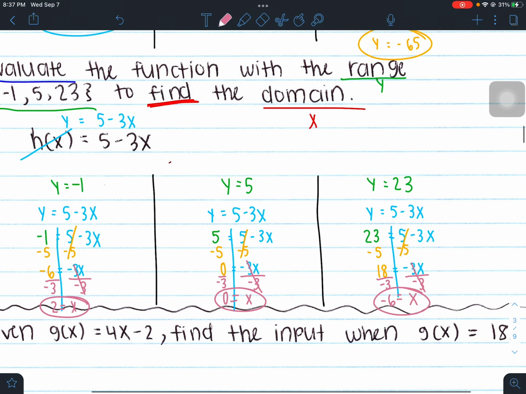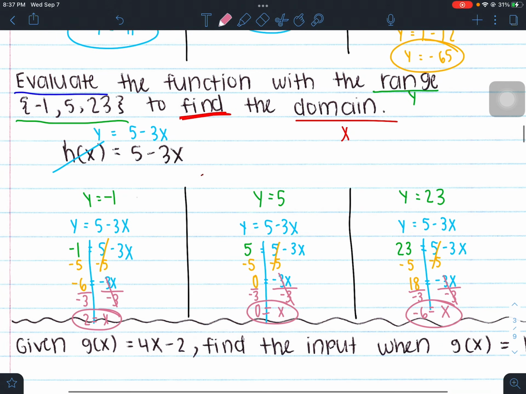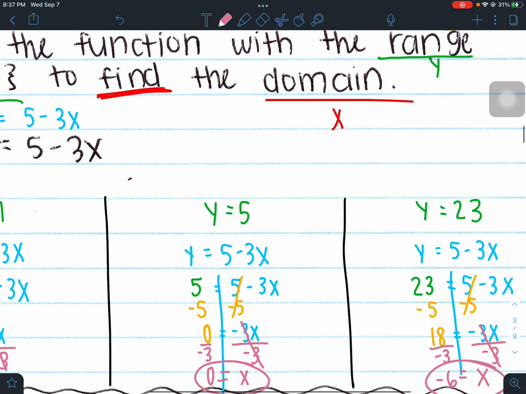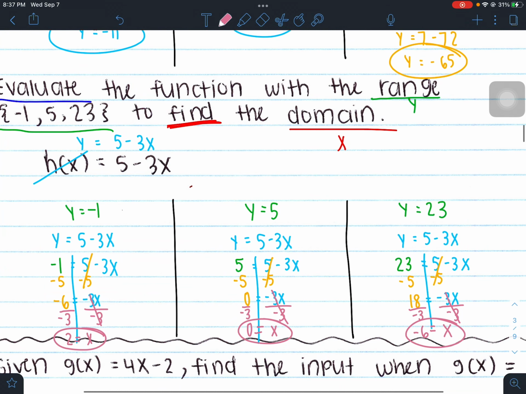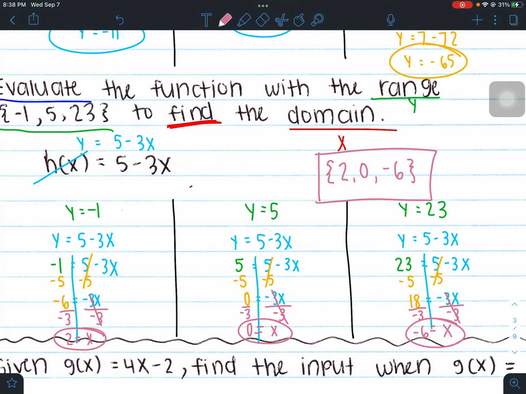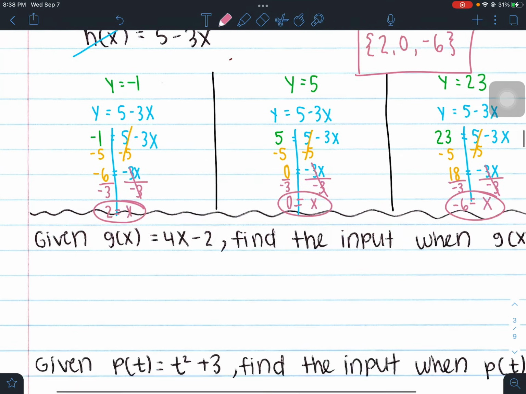All right. So now that we are here, we have our 3 x values. So how do we write our final answer? We're going to write it in those curly braces because they gave us the range. They gave us the y values in a list. So we're going to list back the x values. I usually just go in order out of habit. So we have 2, 0, and then -6 as our 3 x values that we got.